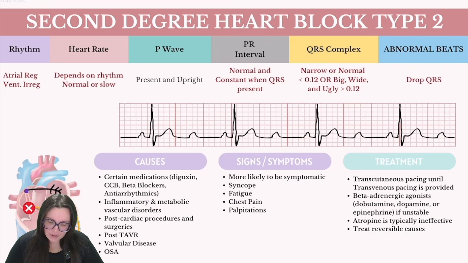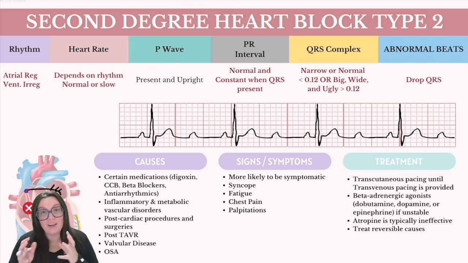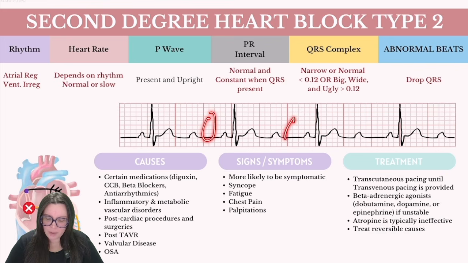But what we have here is we have a P wave and nothing behind it. P wave, nothing behind it. P wave, nothing behind it, so on and so forth, all the way down. So that's how you can tell that you have a second degree type 2, is that now my PR interval looks exactly the same every single time when I have a QRS complex there. However, I do have some dropped beats behind some P waves. So that is the big difference between type 1 and type 2.